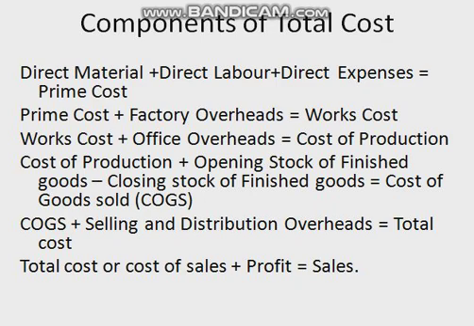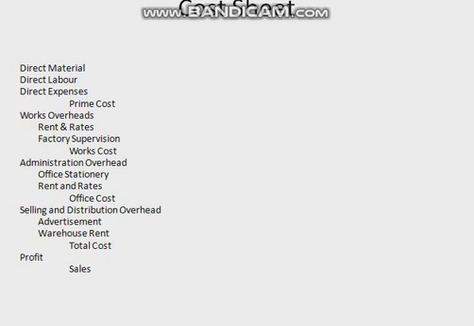I have already discussed various examples of what comes under works overhead, what comes under office overheads, what comes under selling overheads, what comes under distribution overheads, and what are parts of prime cost. On the basis of that, we make cost sheet. Cost sheet is also known as cost statement. It is made to find out the total cost and sales of a product.